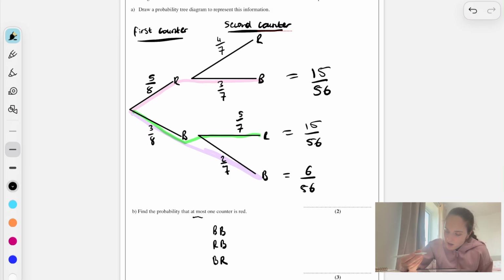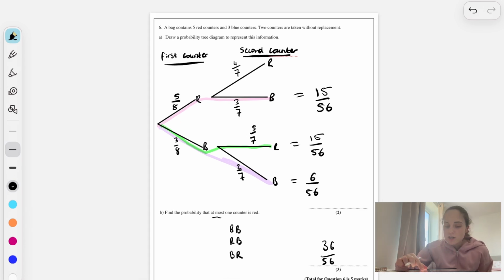So we're going to add them: 15 over 56 plus 15 over 56 plus 6 over 56, that's going to give us 36 over 56, and that's the answer to this question.